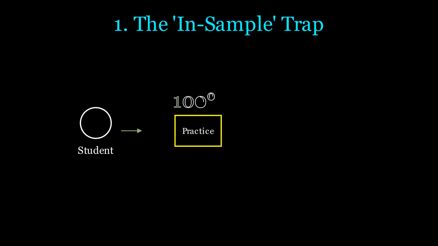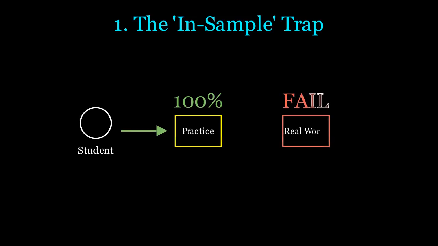Imagine a student who memorizes every answer to a specific practice exam. When they take that exact same exam, they score a perfect 100%. But when faced with a real-world problem they haven't seen before, they fail miserably. This is the in-sample trap, and it's the most common mistake in predictive modeling.